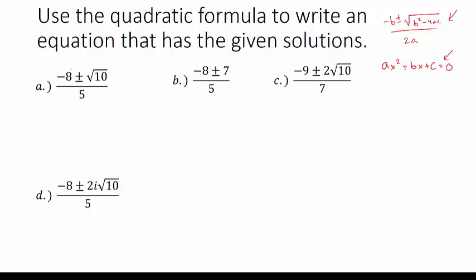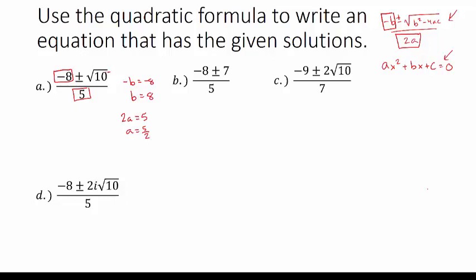So in negative b's place, I have negative 8. So it's safe to assume that negative b has to equal negative 8. And if that's the case, then that tells me my b value must have been 8. And then in the denominator, I have 5. But in the denominator of my formula, it says 2a. So I'd have to set up 2a equals 5. And if that's the case, then a would have to be 5 over 2.